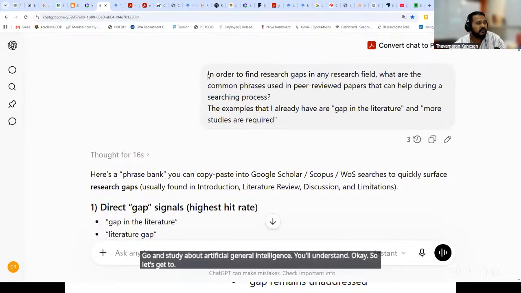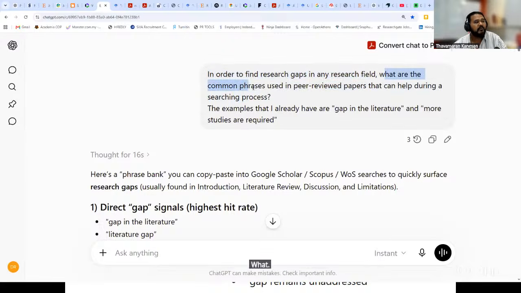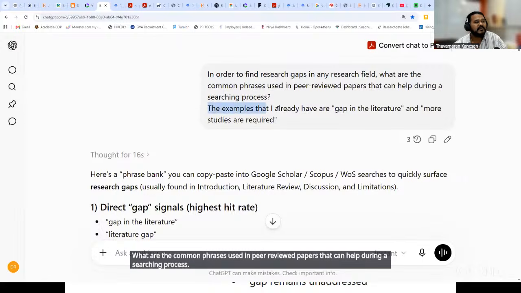So let's get to this. This is my own prompt. In order to find research gaps in any research field, what are the common phrases used in peer-reviewed papers that can help during a searching process? I give examples in my prompt, see, the examples that I already have.